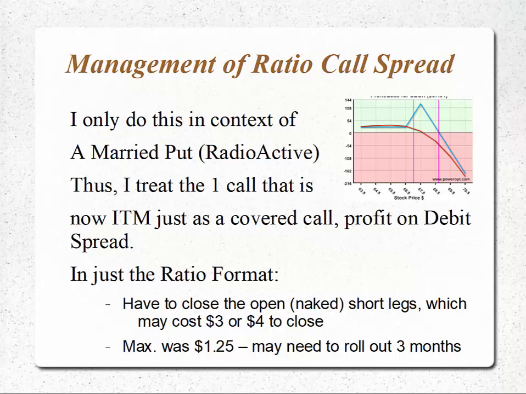Now, in just the ratio format, as the stock gaps up, goes above your break even, you have to close the naked short legs, the ones that aren't covered by the long call. It may cost you $3 to $4. And remember, the max return you could get was $125. So if that's the max expectation on a 15-day trade, I may need to extend that time frame 3 times, 4 times, maybe out as much as 3 months in order to roll this to a new profitable position.